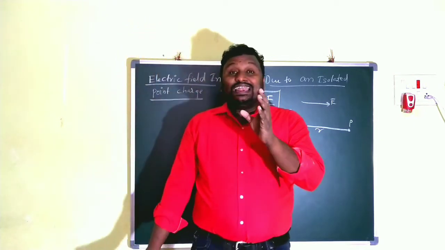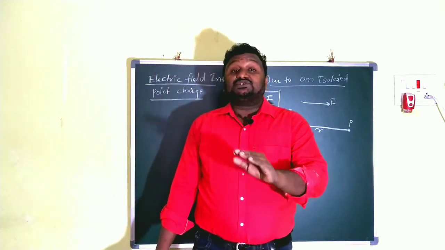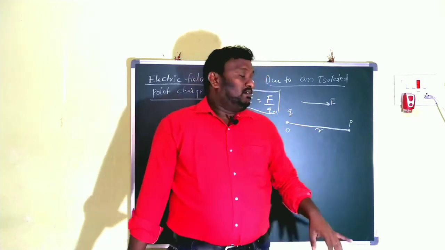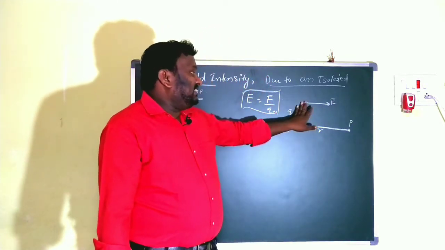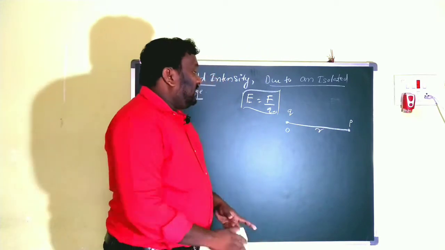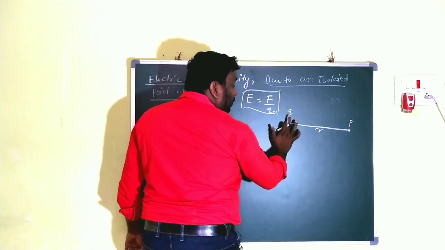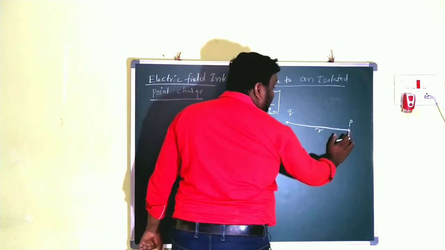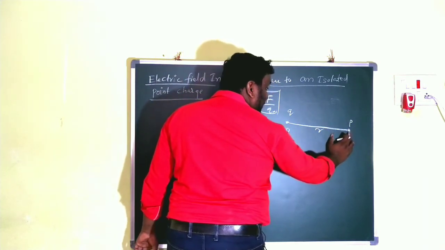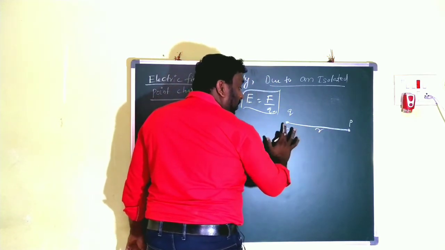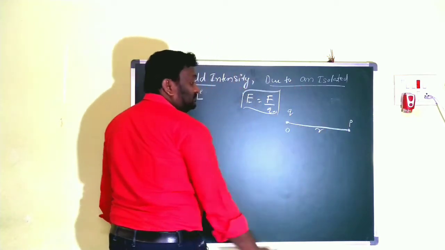Don't confuse. Electric field intensity is also sometimes called simply electric field. Clear? The electric field intensity should be in this direction. And now here in the electric field of Q, we have selected one point. Let us consider P be a point in the field of Q at a distance of R from the charge.